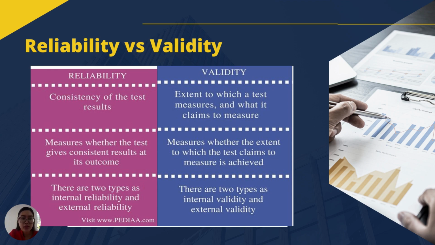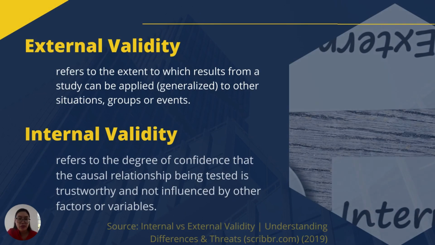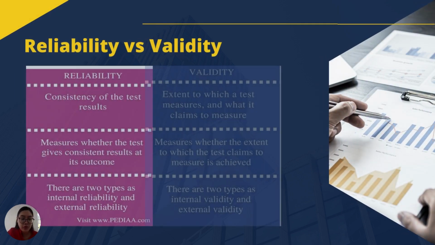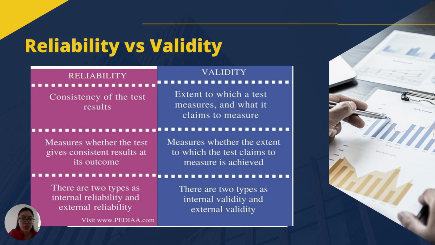While validity is the extent to which a test measures what it claims to measure. It measures whether the extent to which the test claims to measure is achieved. So validity refers to how accurately a method measures what it is intended to measure. If the thermometer shows different temperatures each time, even though you have carefully controlled conditions to ensure that the sample's temperature stays the same, the thermometer is probably malfunctioning and therefore measurements are not valid.